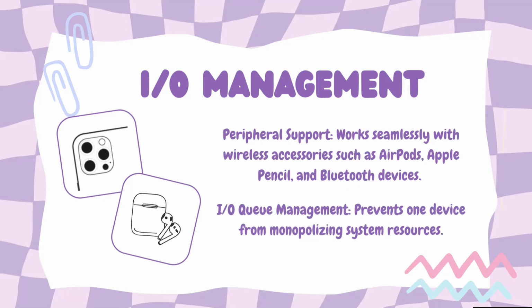Peripheral support. The system can easily connect and work with accessories like AirPods, Apple Pencil, and other devices. This makes pairing fast and hassle-free. Input or output queue management prevents one device from monopolizing the system's resources. So basically, the operating system manages how multiple devices use system resources so one device doesn't slow down everything else. This ensures fair and efficient sharing of hardware access.